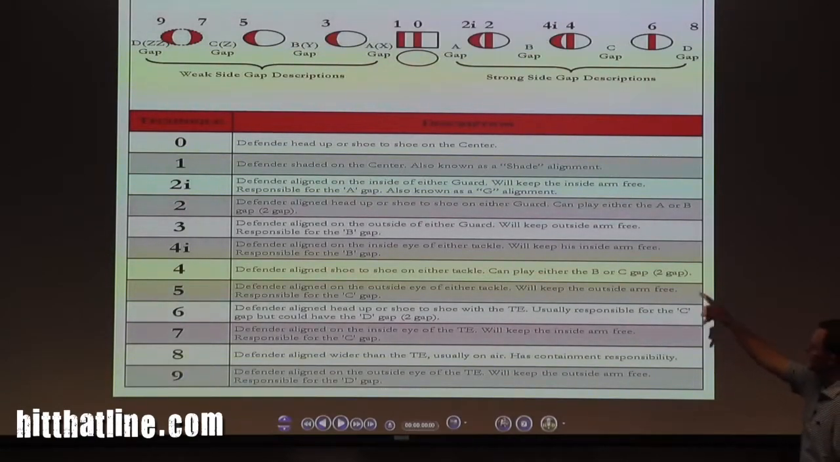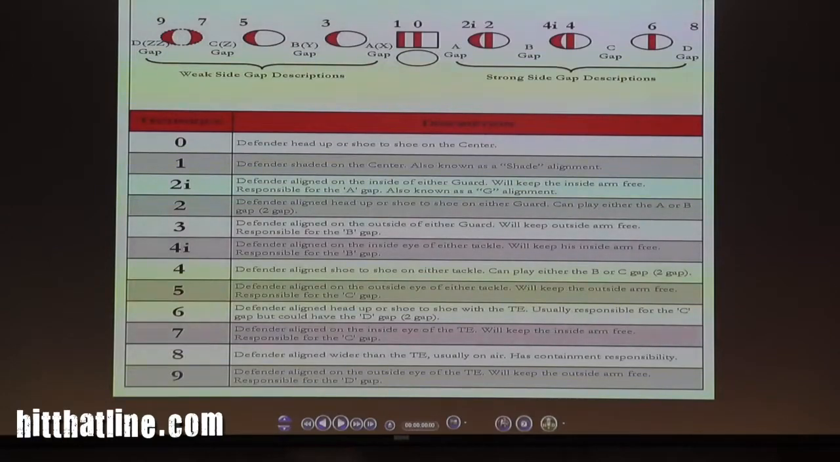Again, his job is to keep his outside arm free. He's a B gap player. Now, he didn't have to always be, because they could stunt. They could what they call long stick. They could bring them across. But for the most part, if he's aligned in that technique and there's no movement, that's exactly what he's going to be responsible for, is the B gap.